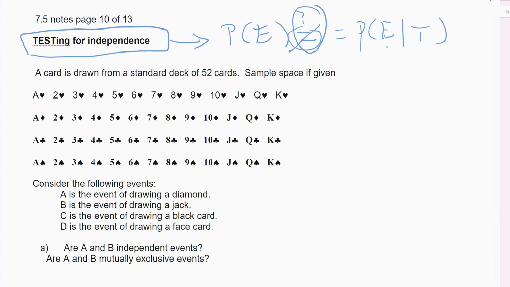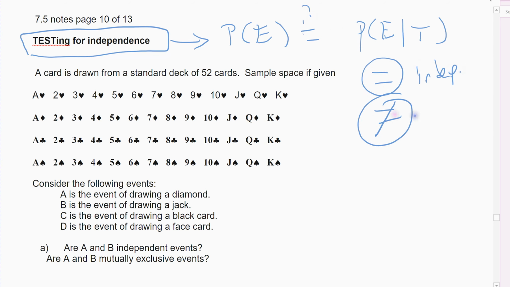That's what we're testing. We don't know, we're checking to see if those are equal or not. If they are equal, it's independent. If they are not equal, they're dependent. The condition matters. Alright, so that's the test. The test for independence is checking: if the other event was the condition, does it matter?